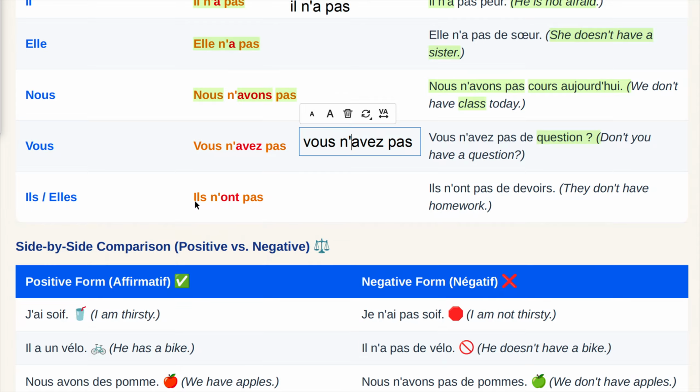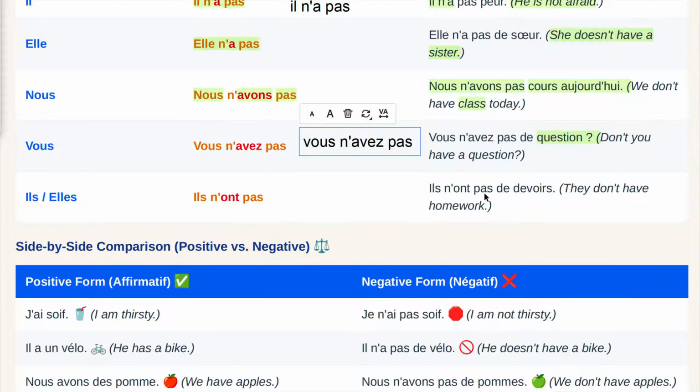So "they" is nothing but ILS or ELLES. You can use any one of them depending on the gender. For the general we are using just ILS here. So "il ne ont pas." Here the liaison rule has happened, so it becomes "ils n'ont pas." Ils n'ont pas. Don't you have?